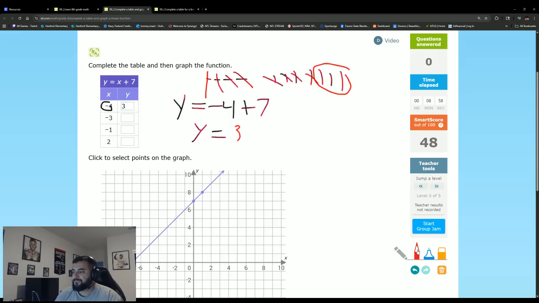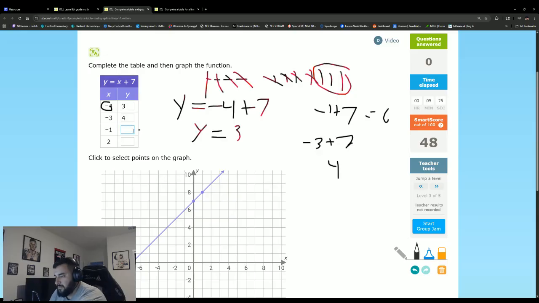Okay, next one. I'll use this one in black. We got negative 3. We put negative 3 for x. And I'm going to stop putting the y equals just to go a little faster. Negative 3 plus 7 is a positive 4. So that's what y equals for negative 3. Next one is negative 1. Negative 1 plus 7. We substituted really quick, I know. And that's going to be equal to 6. And the last one is number 2. We go y equals 2 plus 7. And that's equal to 9.